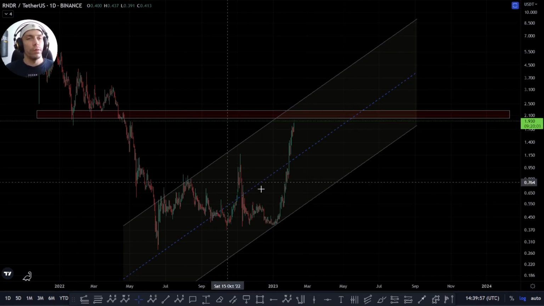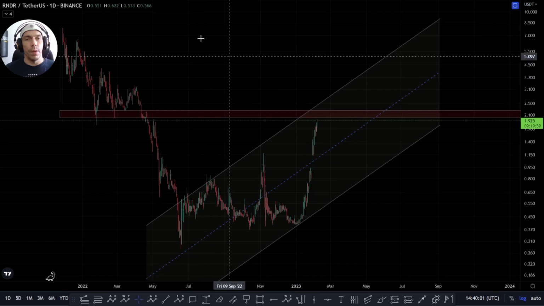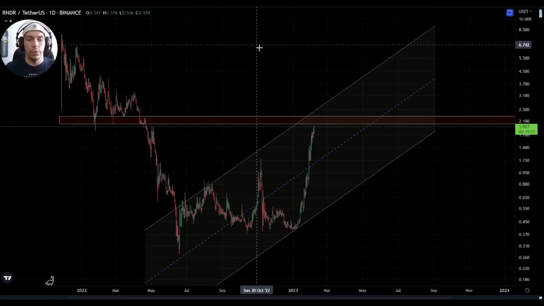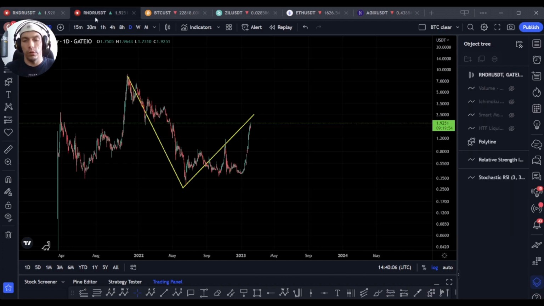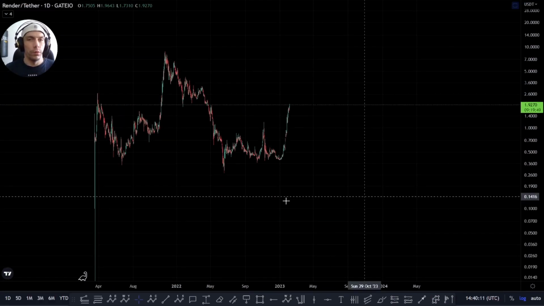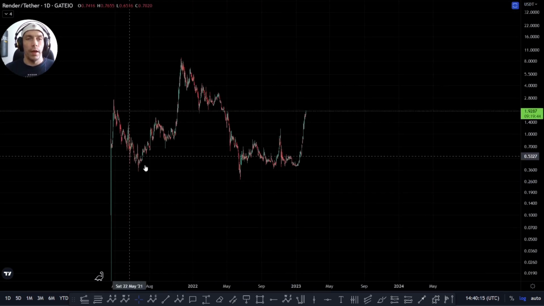Okay, so let's get into the fun stuff. Basically, there isn't a lot of information here on Render. There is a little bit more if we switch over here and I just jump onto this chart quickly. This is on Gate.io, but I prefer to chart on Binance. We can see that we've come up into this move, and for the most part, there isn't a lot to go off of here.